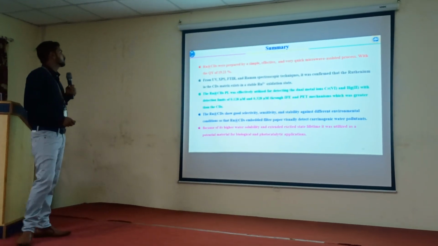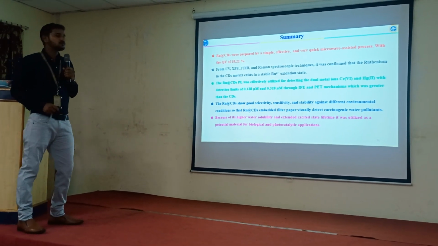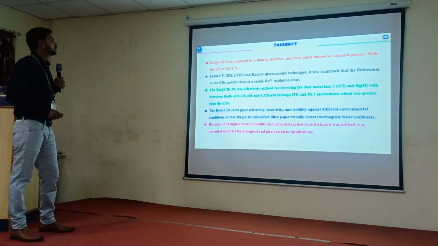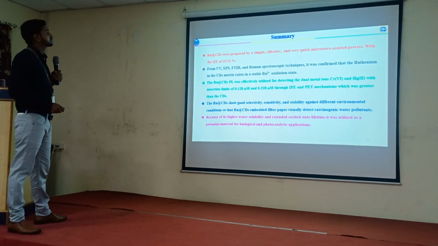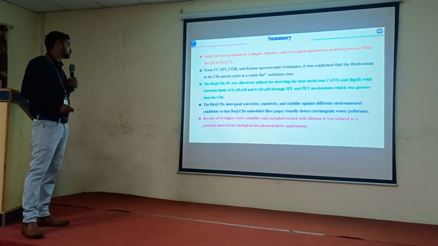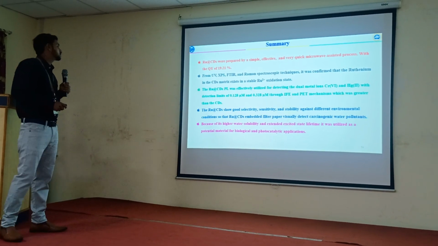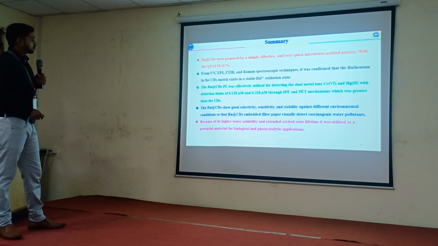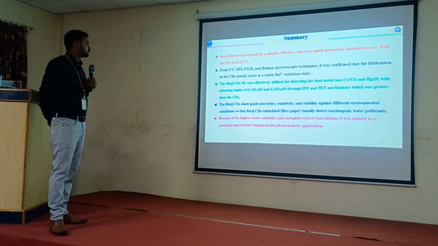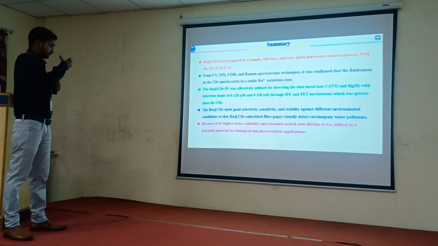And the summary of this work: ruthenium carbonates were prepared by a simple, effective, microwave-assisted process with a quantum yield of 19.21, characterized by UV, XPS, XRD, and Raman spectral techniques. It was confirmed that ruthenium in the carbonates matrix exists in a stable ruthenium 2+ oxidation state, and the ruthenium carbonates' PL behavior was effectively utilized to detect dual metal ions with a good detection limit through different PL mechanisms. The ruthenium carbonates show good selectivity, sensitivity, and stability against different environmental conditions, so the ruthenium carbonate embedded filter paper visually detects the carcinogenic pollutants with low-cost fabrication.